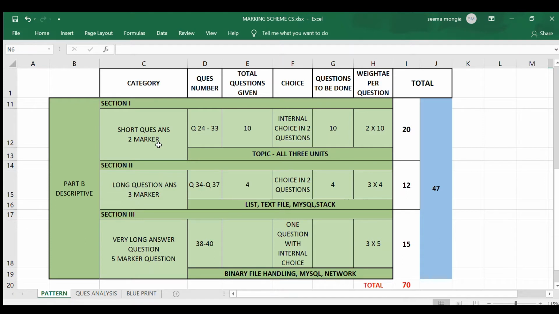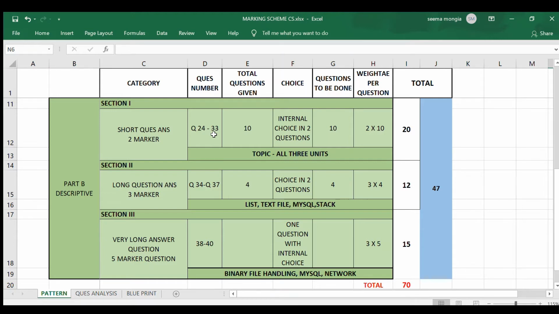Coming on to section 1 in part B, descriptive questions, there will be 10 questions. And all 10 questions are compulsory. From question number 24 to 33, all 10 questions will be compulsory. But yes, out of these 10 questions, 2 questions will be given to you with an internal choice. That means, let us suppose, say question number 27.